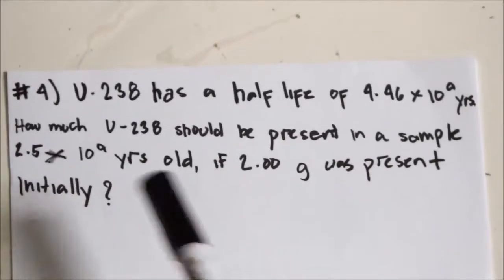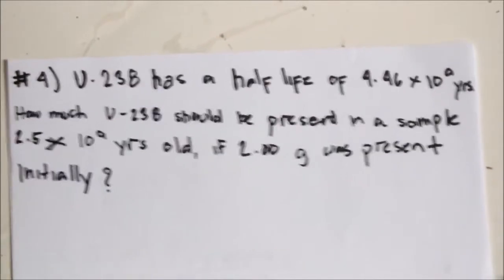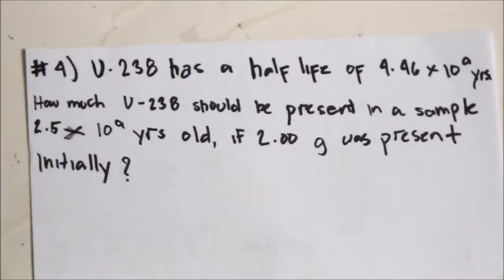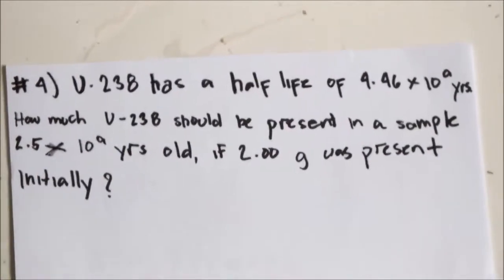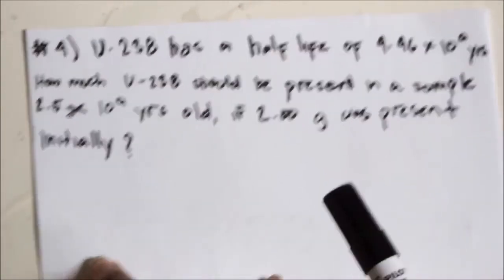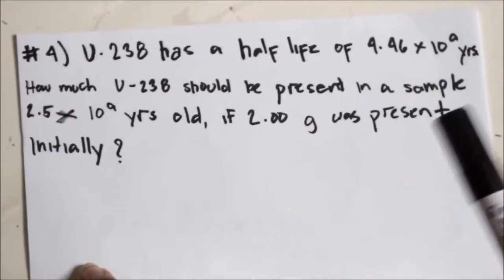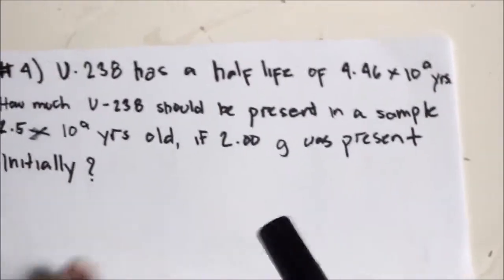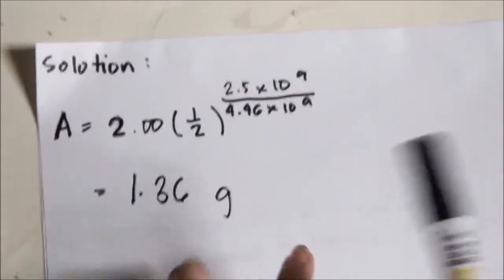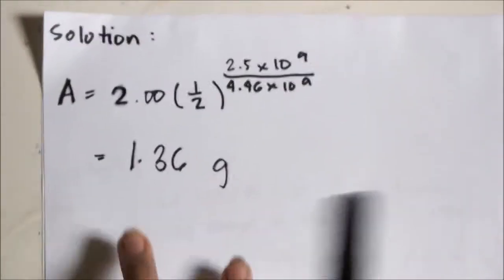Next, uranium-238 has a half-life of 4.46 times 10 raised to 9 years. How much U-238 should be present in a sample 2.5 times 10 raised to 9 years old if 2.00 grams was present initially? So just direct substitute it into our formula, then we get 1.36 grams.